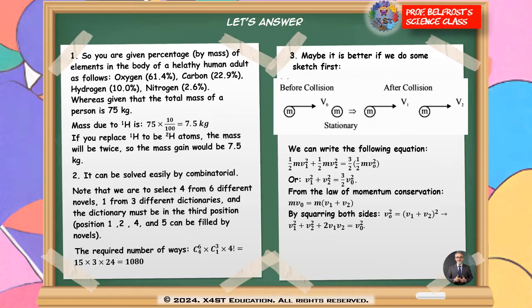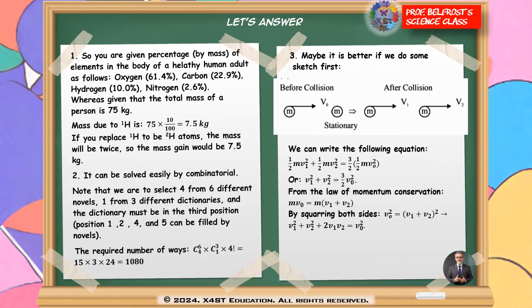And because there are four positions that can be filled by the novels, and the dictionary must be in the middle, the number three position, there are four factorial arrangements. So you just need to multiply them all, and you get the number of ways to do this arrangement, which is 1080 ways. That's the answer.